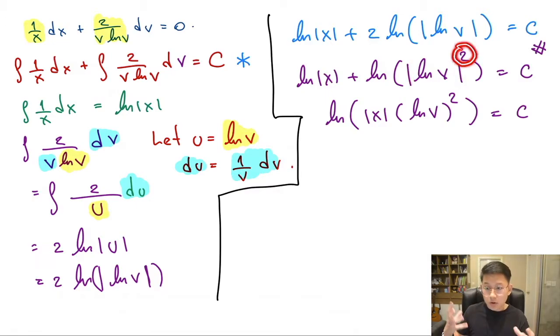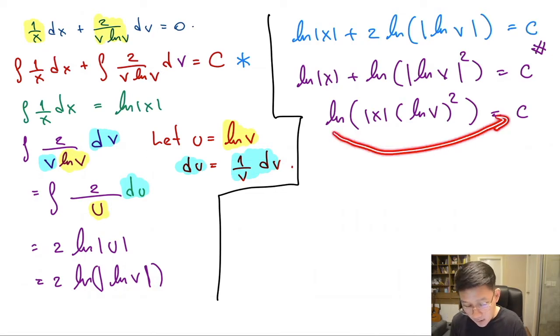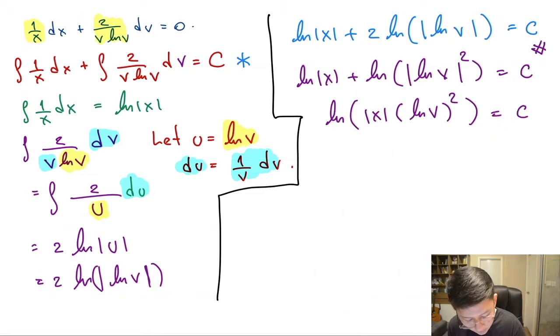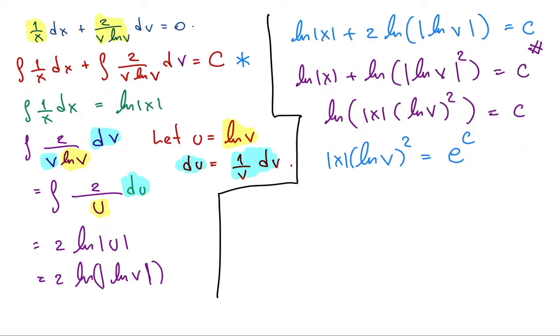If you square it, it is always positive, so I can get rid of the absolute. And then I push the log up there. I'll have that absolute x log of v squared is actually e to the c. Guys, e is a constant, right? And c is another constant. So as I told you, we can call this c star, another constant.